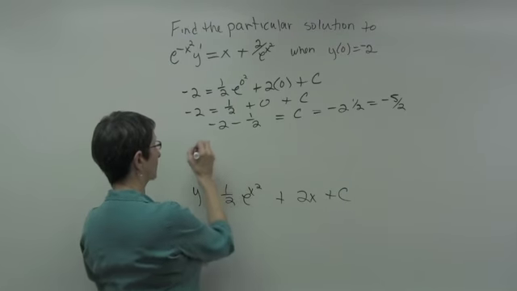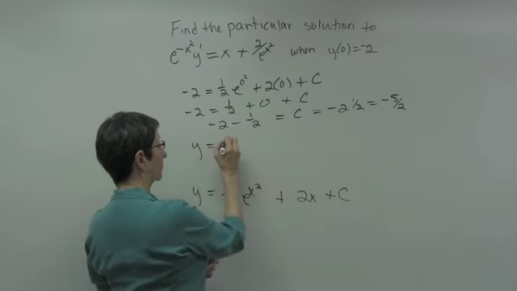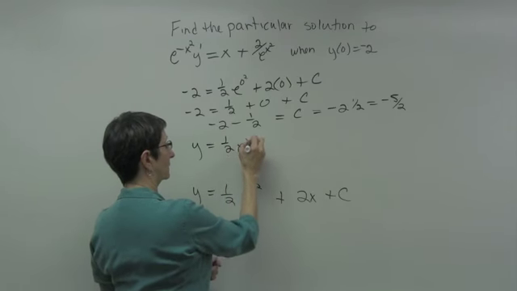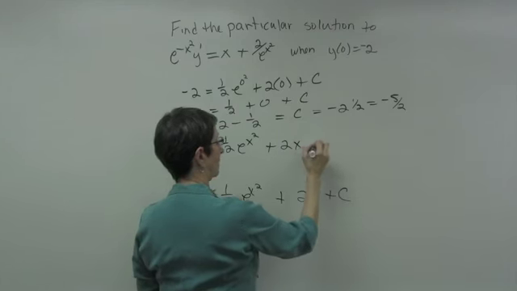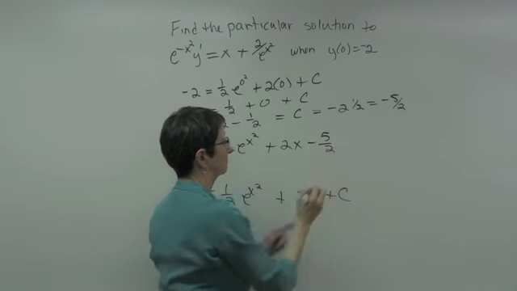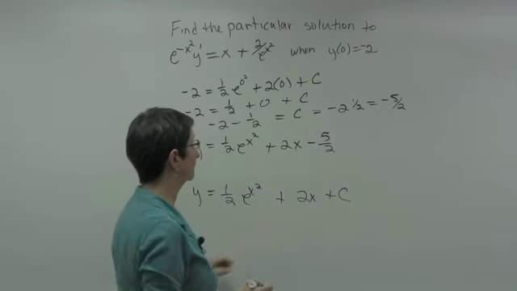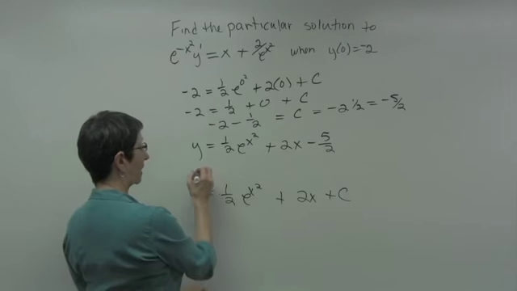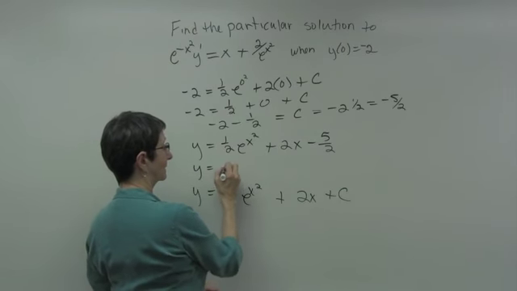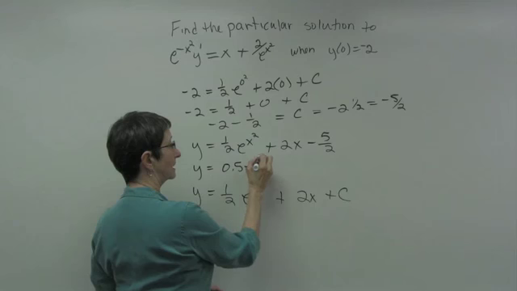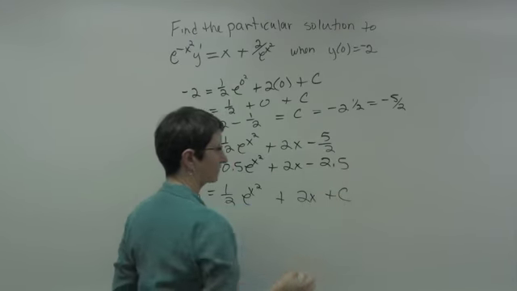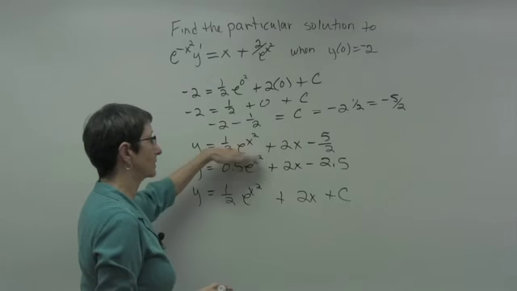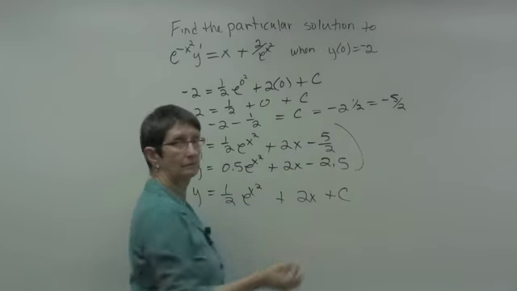So to write my function, y I could write as 1/2 e to the x squared plus 2x minus 5/2, because c is equal to -5/2. Or I could write it as decimals. Y is 0.5 times e to the x squared plus 2x minus 2.5. And either way that you write it is correct. Either one of these would be fine.